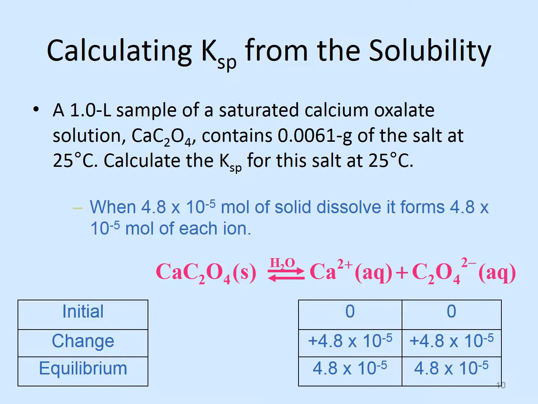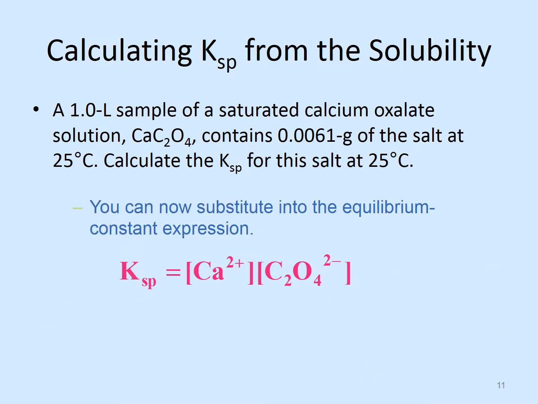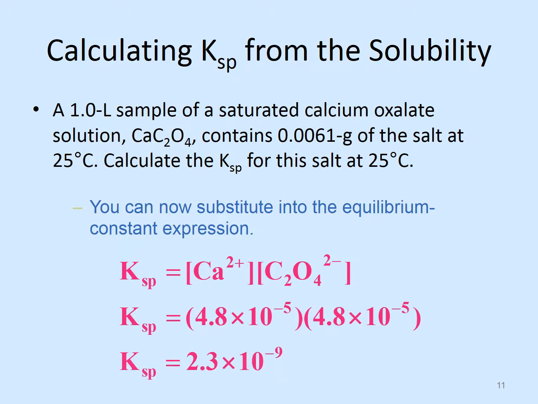So you can see that our equilibrium amounts are 4.8 times 10 to the minus fifth for both calcium and oxalate. If we plug those into our expression, we can find the KSP, which is 2.3 times 10 to the minus ninth. So again, the solubility is that 0.0061 grams can dissolve in 1 liter. The KSP for this salt is 2.3 times 10 to the minus ninth.